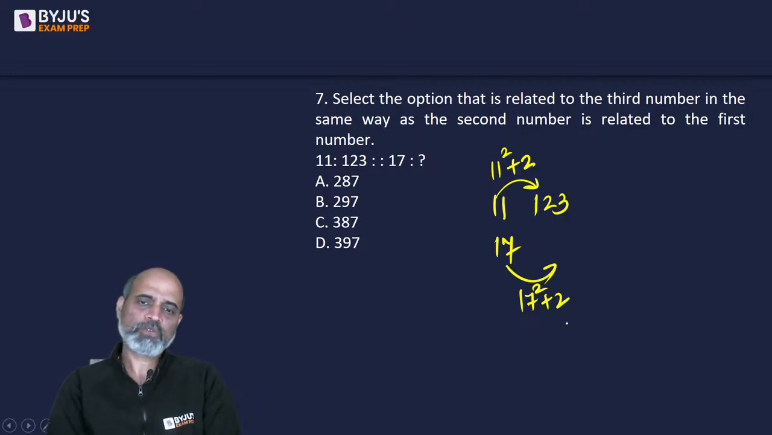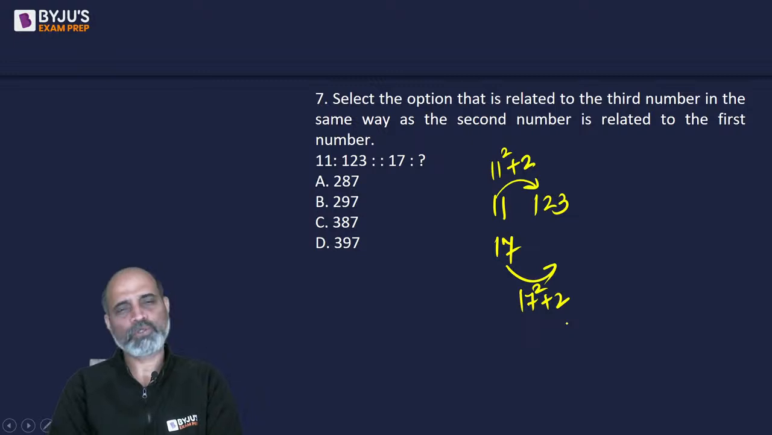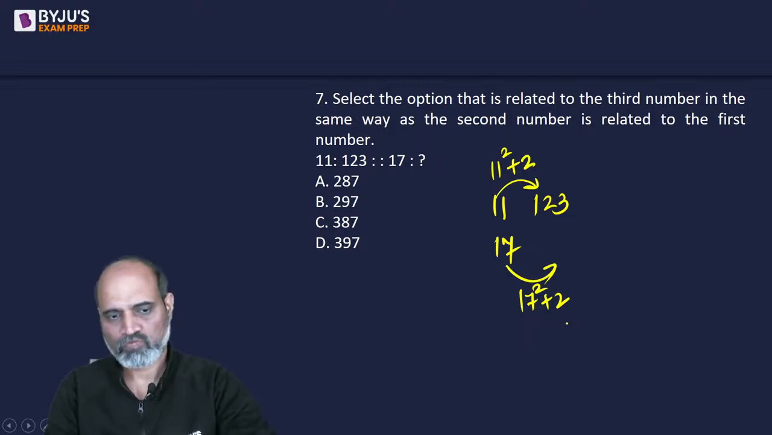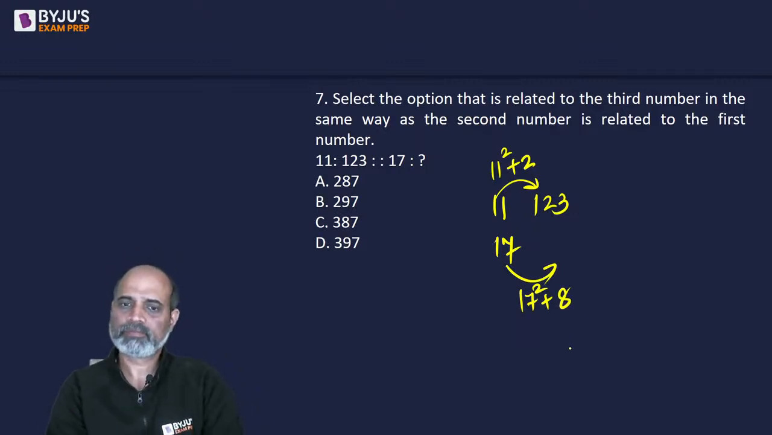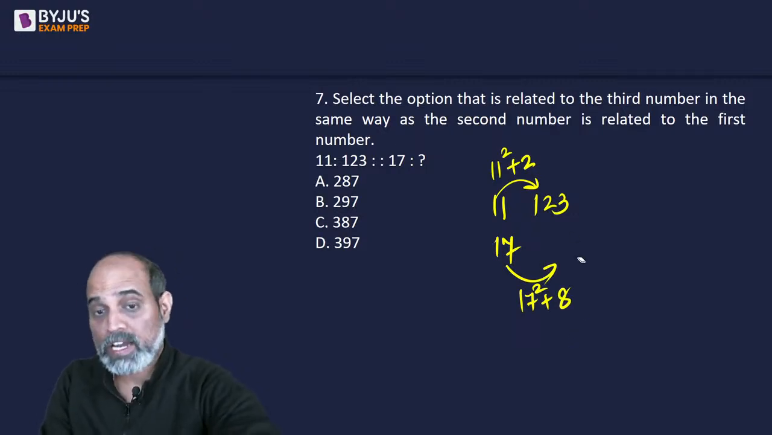Now 17 square is 289. 289 plus 2 is 291. So what if we add 8 here? Now, some of you will be thinking, why 8?